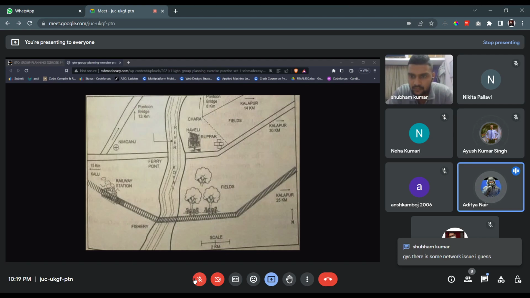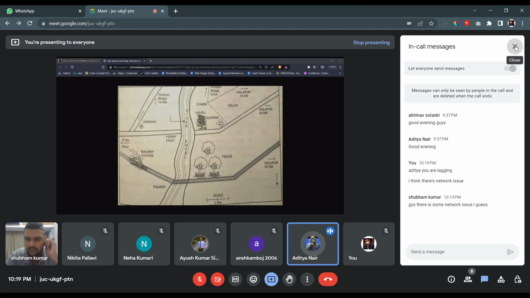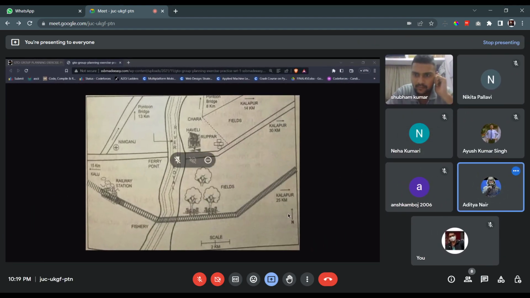So I propose the plan that the width of the river is just 2 kilometers. So even if going upstream, taking 6 kilometers per hour as the speed will take 20 minutes. I guess that is a feasible plan. And then we can take the road to reach Nimganj, rather than completely going around to the Pontoon Bridge.